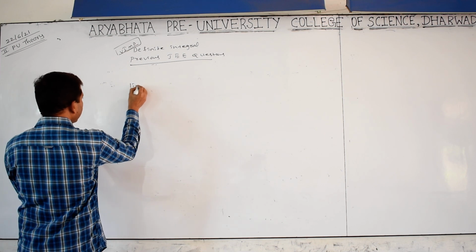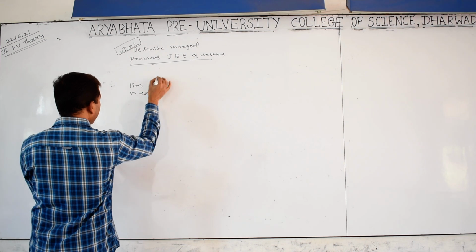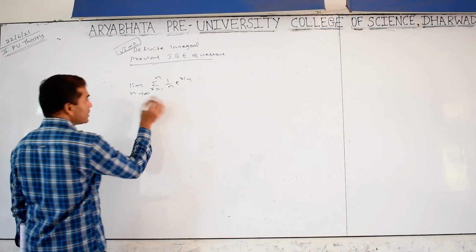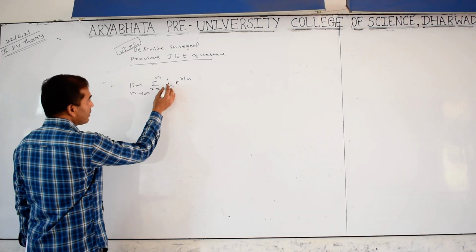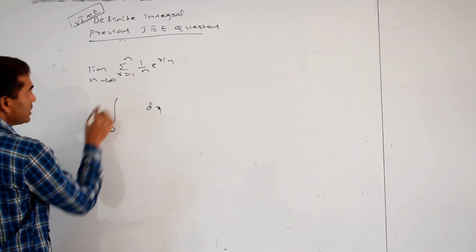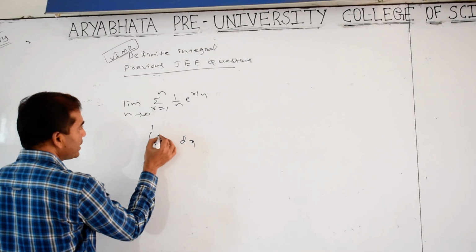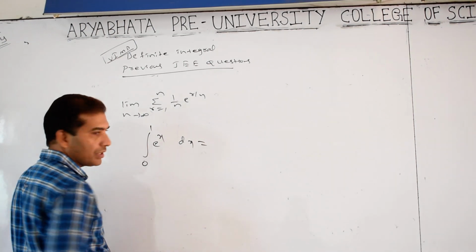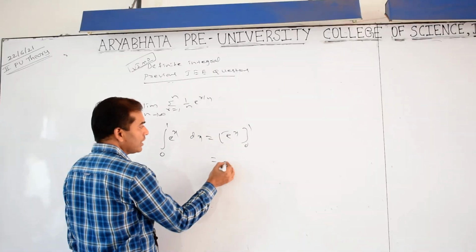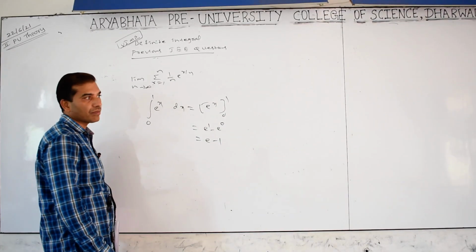Next, limit of n tends to infinity, summation of r equal to 1 to n, 1 by n e power r by n. This is the formula I said already: 1 by n means dx. This is integration, lower limit is 0, upper limit is the coefficient of n, which is 1, and e power r by n is equal to e power x. Understood? Integration of e power x is e power x. Limits 0 to 1, e power 1 minus e power 0. So the answer is e minus 1.